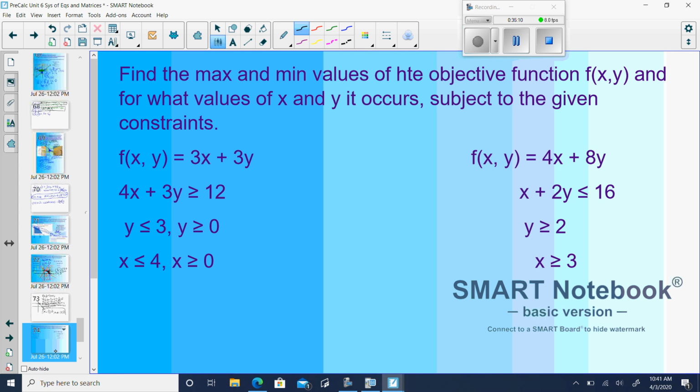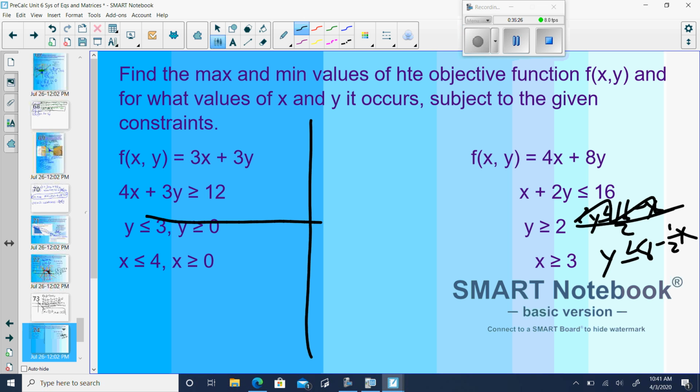All right, so we go into this next one right here. Oh, check this out. So 2y is less than or equal to 16 minus x, divide everything by 2. So y is less than or equal to 8 minus 1/2 x. Okay, let's take a look at that now. So let's see. So x has to be greater than or equal to 3.